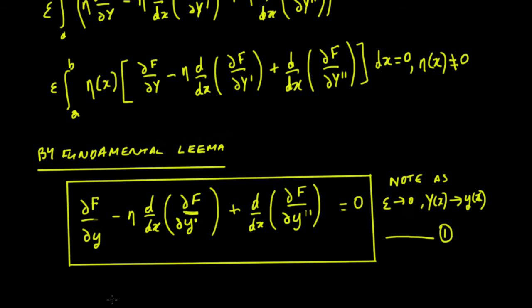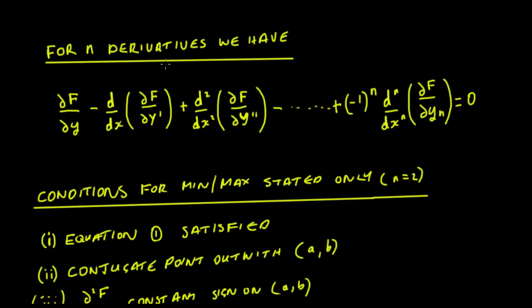So what we're going to do now is generalise that to the nth derivative case. When we generalise it, we just rewrite the equation out here. It's going to be partial f by partial y minus d by dx partial f by partial y derivative plus d squared by dx squared partial f by partial y double derivative, minus, plus, minus, plus, so it's minus 1 to the power of n, d n by dx to the n, partial f by partial y n, equals 0. Okay, so that's the final equation that we're looking for, which is our Euler-Lagrange for the nth derivative of y.